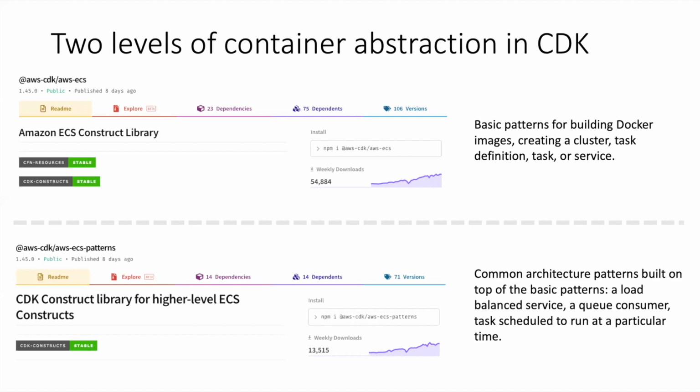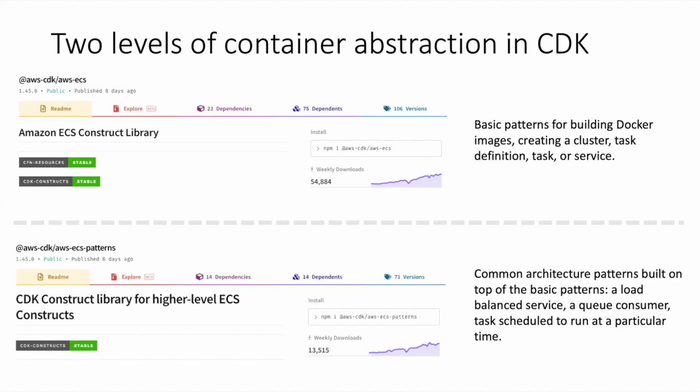So to summarize the difference between these two, the core is a simplified, slightly lower level approach to defining your basic patterns for basic resources like your Docker image, your cluster, task definition, task, or service. And then ECS patterns is a higher level, more advanced system for defining a collection of things that you want to put together for a common containerized architecture.